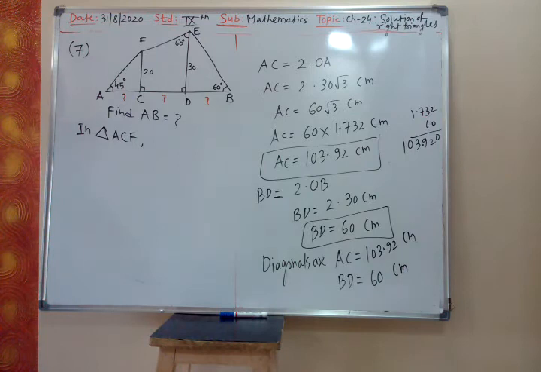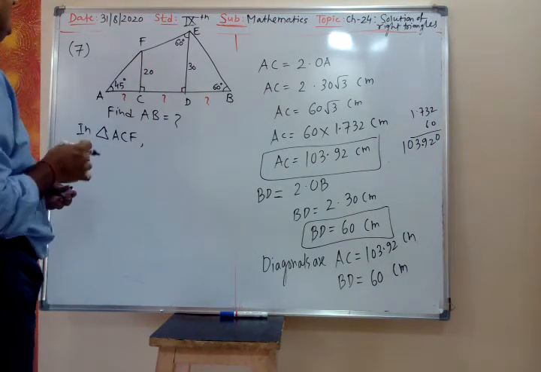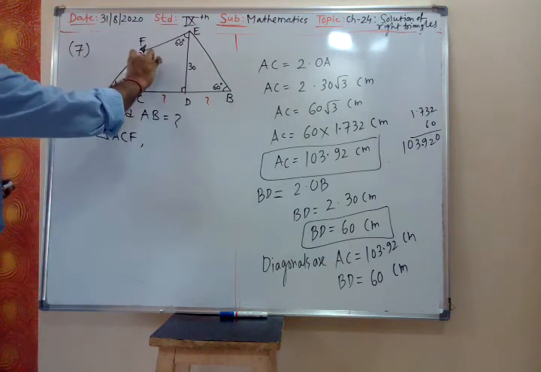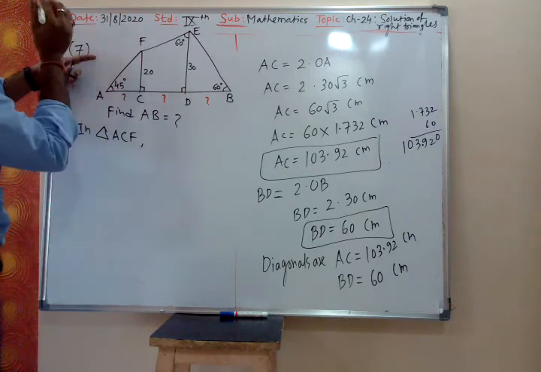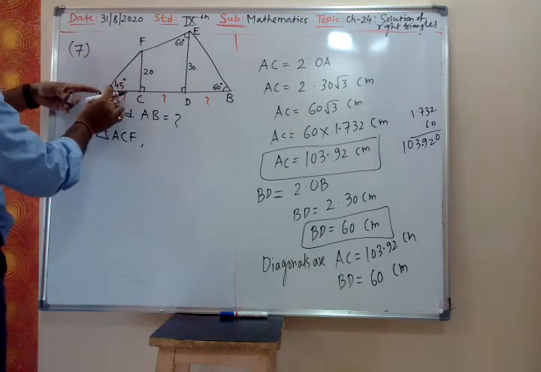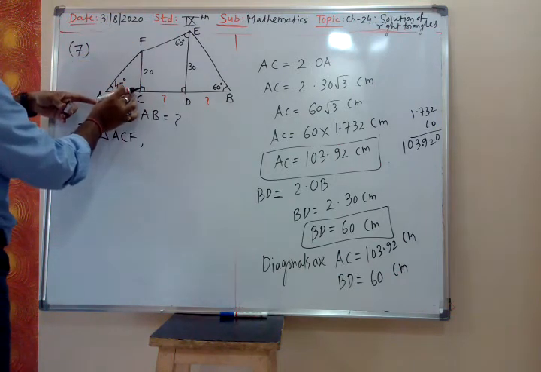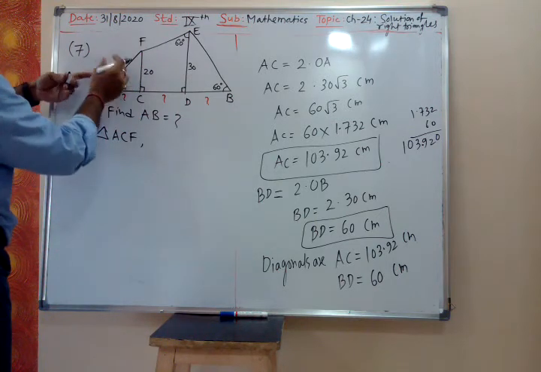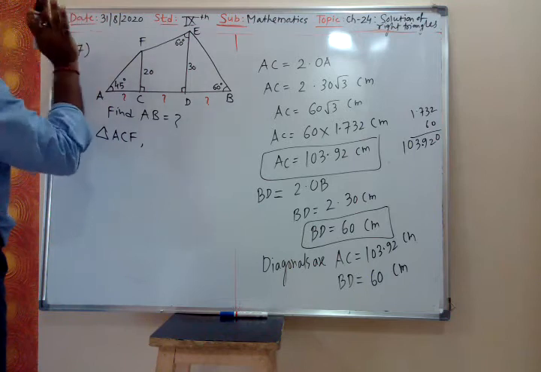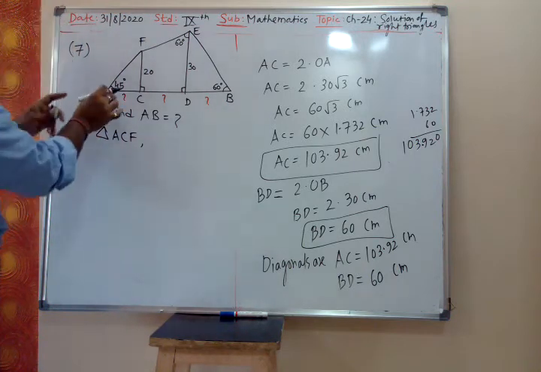Tell me, which ratio? You will not consider sine, because sine is opposite upon hypotenuse. We are not interested in finding AF. We want to find AC. The hypotenuse is not given.